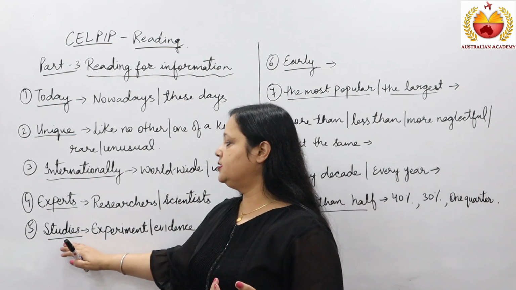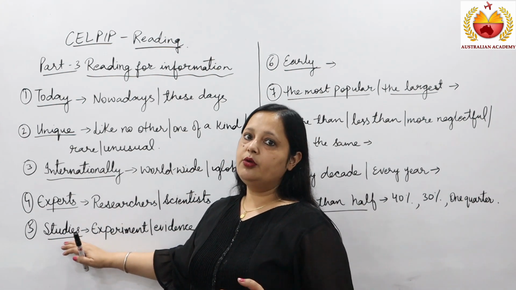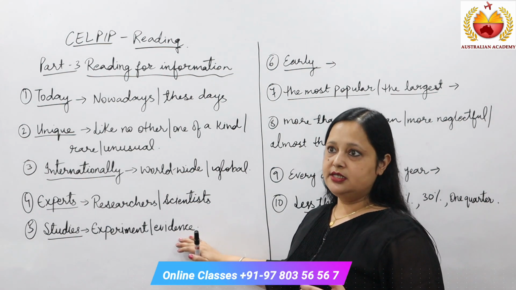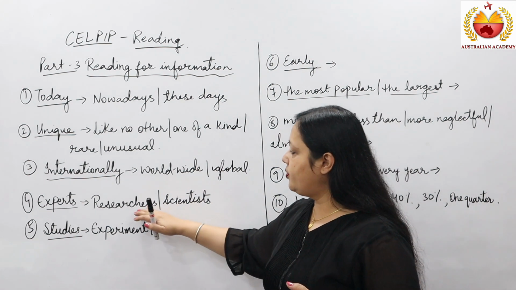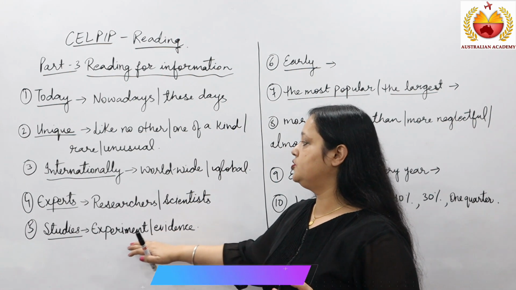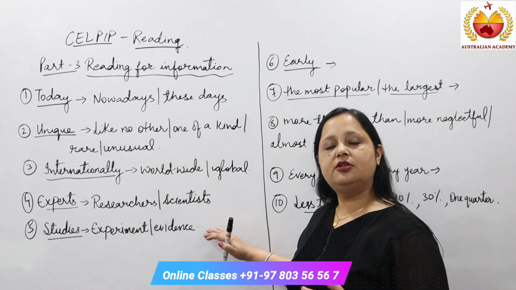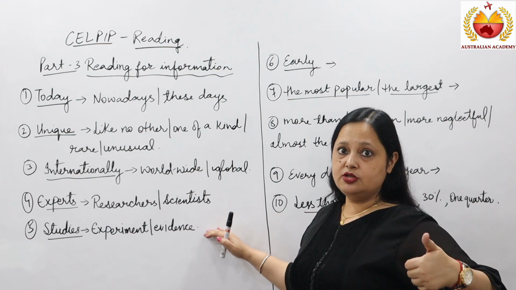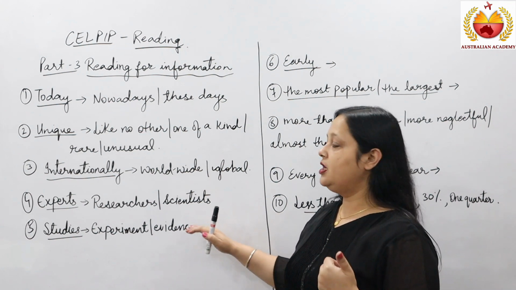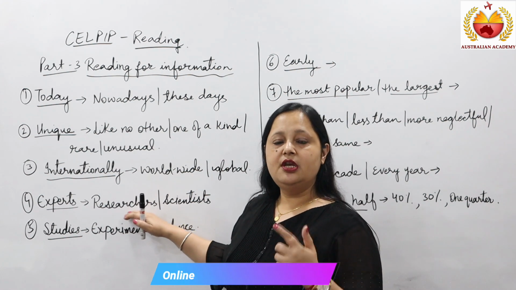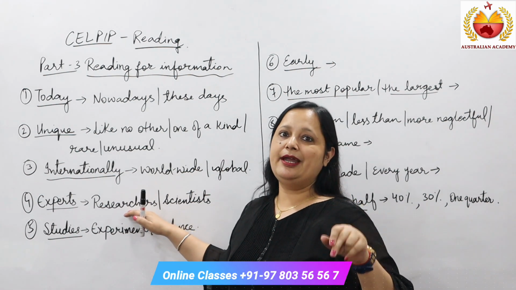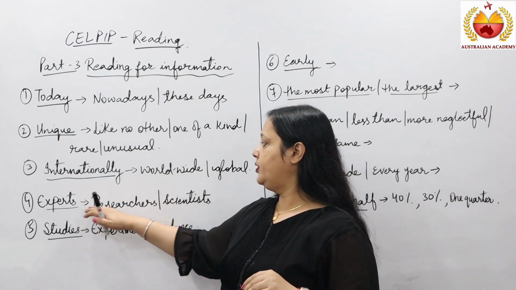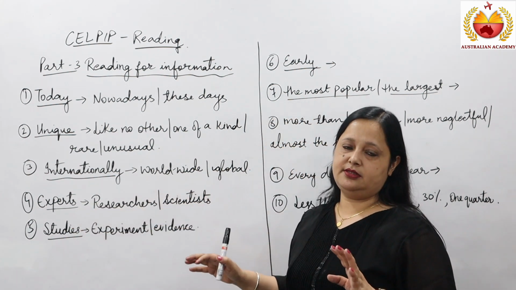However, if your question says "studies," now you need to think of experiment or evidence, right? Whether it is about researchers or research, for studies you will get research also. So if the question says "research," find research only, like studies or experiment. If the question says "researchers," then researchers and research will never match with each other. So for "experts," look for researchers and scientists.